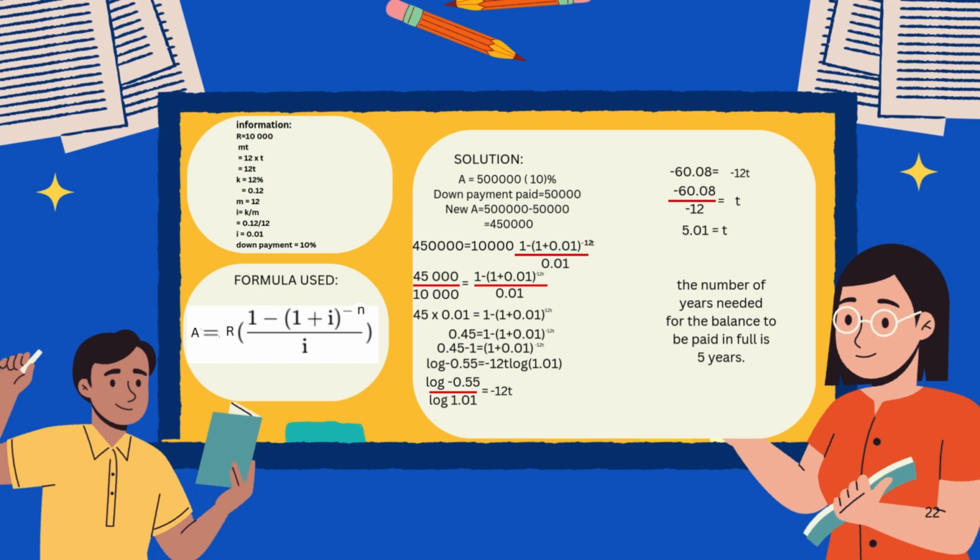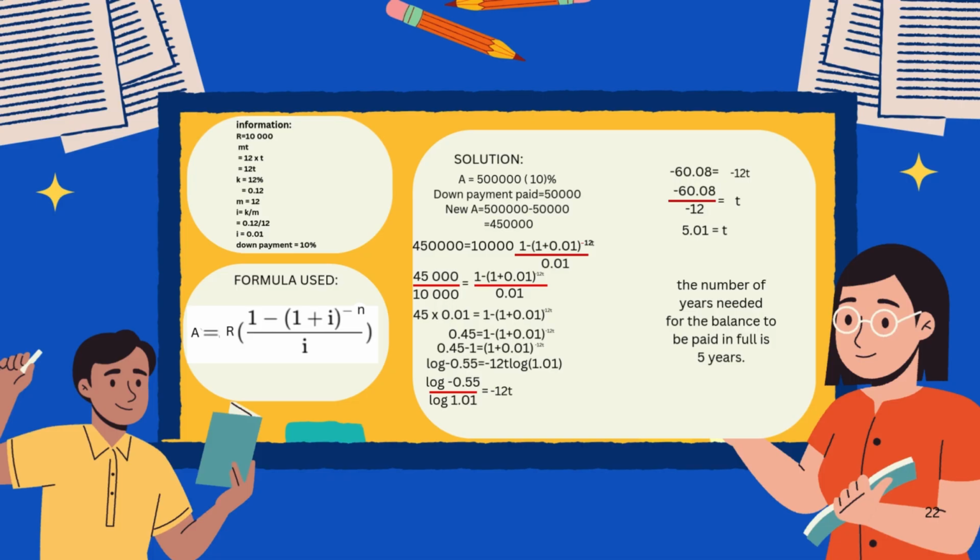For this question, we can use the present value formula. So the formula is A equal to R in bracket 1 minus in bracket 1 plus I powered by negative N. Then we divide with I. Alright, so before we start, we have to calculate our A. Because in the question, the factory has paid 10% of the down payment for the machine. So 500,000 ringgit times with 10%, and then we will get 15,000 ringgit. Then 500,000 ringgit minus with 15,000 ringgit, and then we will get 450,000 ringgit.